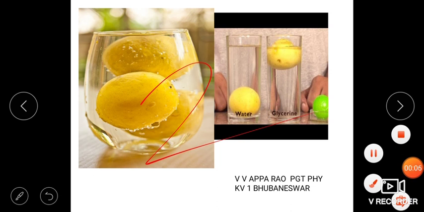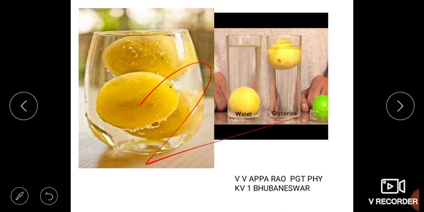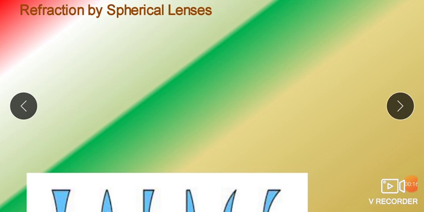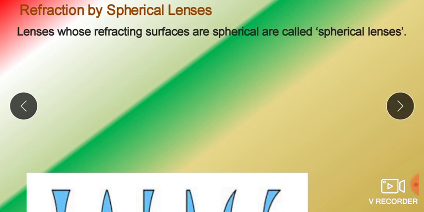In the previous lecture, we learnt about refractive index, total internal reflection and so many phenomena. In this lecture, we will learn about refraction by spherical lenses. So what do spherical lenses mean? Lenses whose refracting surfaces are spherical are called spherical lenses.